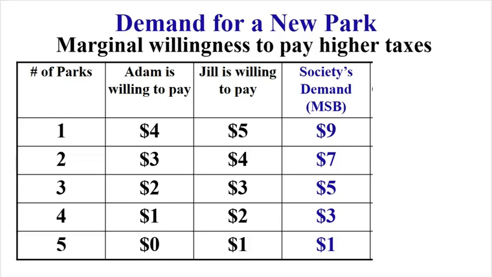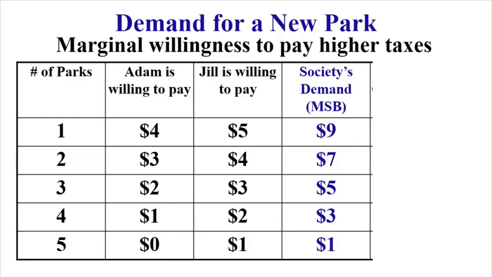Society's demand, or what we call the marginal social benefit, is adding up all of the willingness to pay. In this case, for the first park, society is willing to pay $9. If we can get a park going for $9, and again multiply that by the number of people affected by this and willing to pay, that would be your marginal social benefit. By the time you get to the fifth park, society is not nearly as interested in paying for a fifth park as they were for the first park.